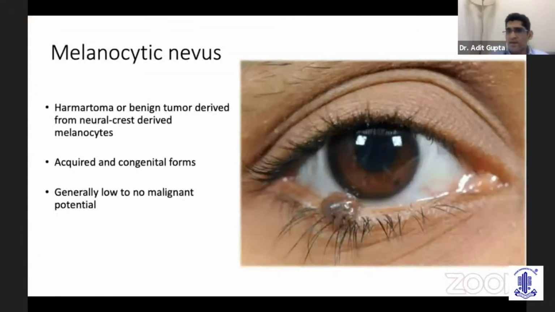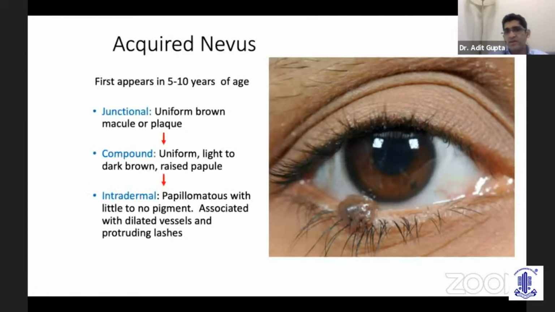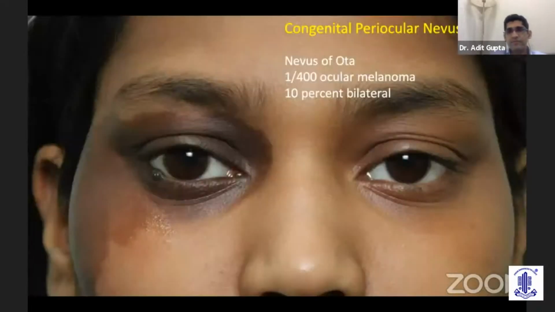Nevi are again commonly encountered tumors which are pigmented tumors along the eyelid margin. They can be acquired or congenital and usually transition from junctional compound to intradermal nevus as you grow in age. They appear at 5 to 10 years of age, grow during puberty, and stabilize during adulthood. They can be pigmented or apigmented. You can excise these nevus very well with a radiofrequency excision.